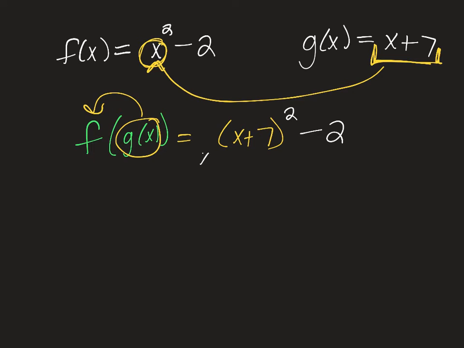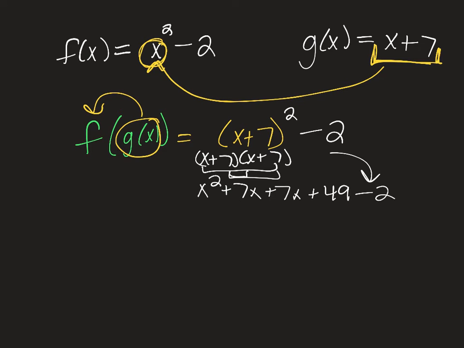So this means we're going to do x plus 7 times x plus 7. So we're going to do the first two to give us x squared. Outside two is 7 plus 7x. Inside is plus 7x. Last is plus 49. And then we also have to bring down that minus 2. So then we can combine those together. And then 49 minus 2 is 47.